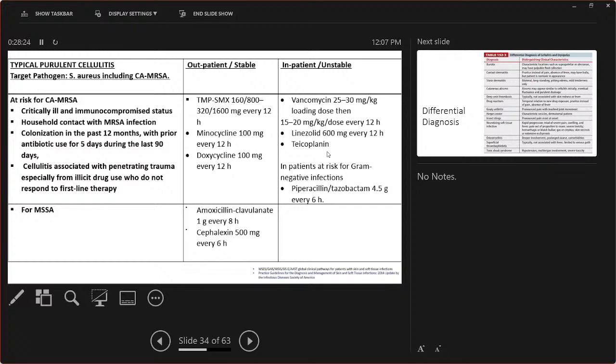In case we suspect a risk of gram-negative infections, such as a perianal abscess or abscesses nearby, we can cover for gram-negative also because the resident bacteria is gram-negative.